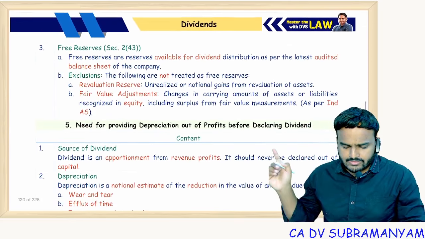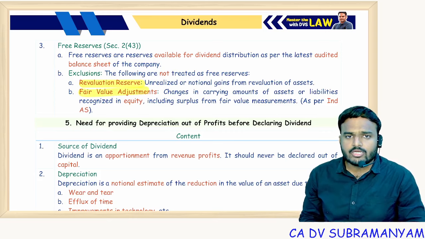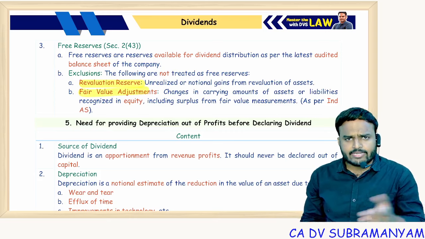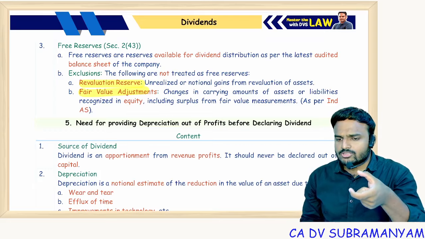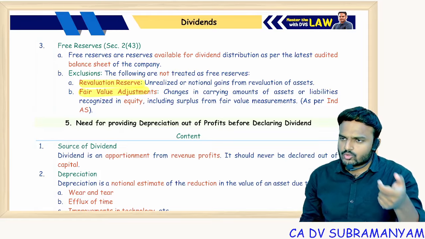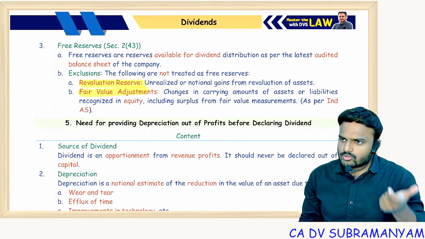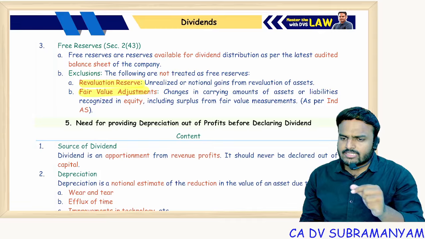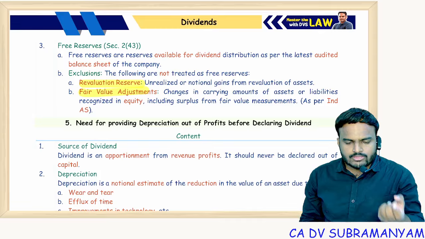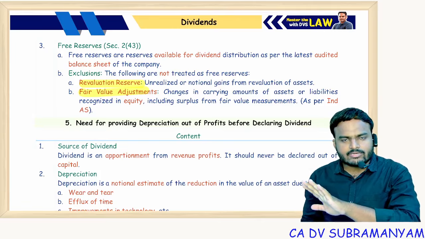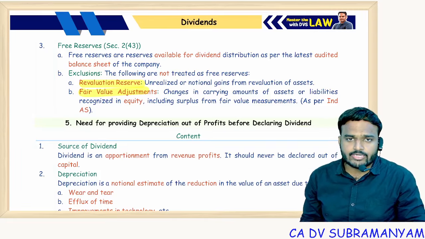Free reserves, we had a definition. Free reserves excludes revaluation reserves and fair value adjustments. We had a separate accounting standard in accounts where you create some FCTR. So all these foreign current assets you value at closing prices. Now any changes in the carrying amounts, you will transfer that amount to the reserve, and that reserve is not useful for declaration and payment of dividends.